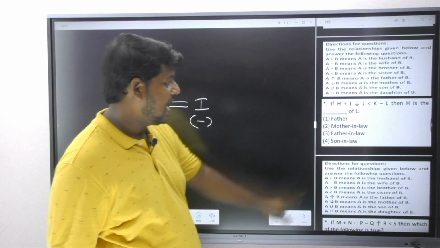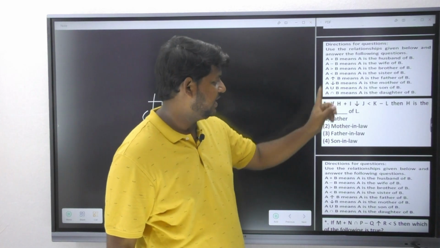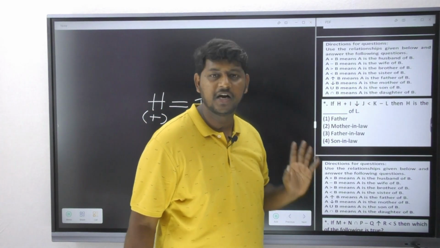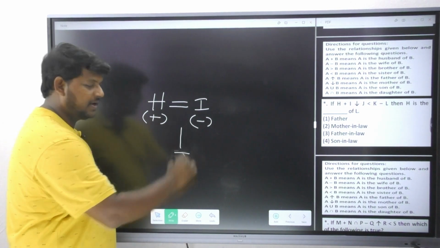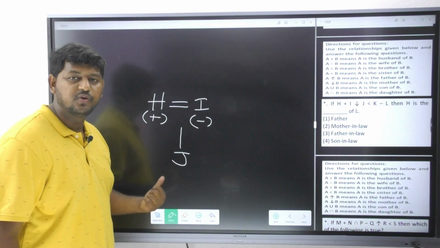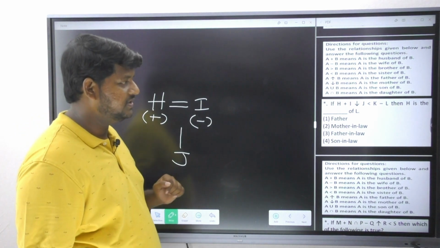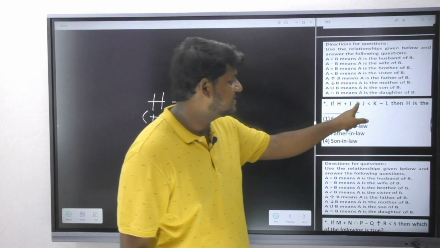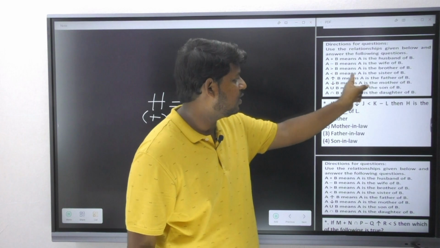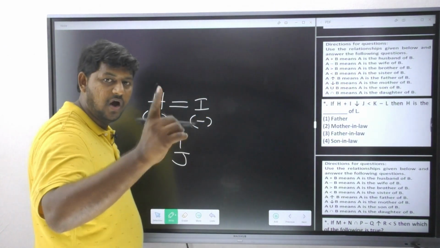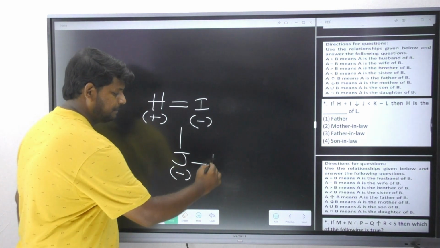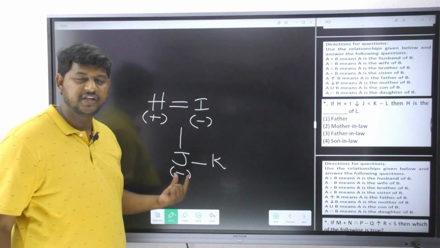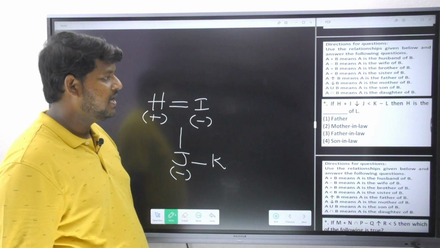Next, I down arrow J. Down arrow is indicating what here? Mother. I became the mother of J, but you cannot confirm the gender of J here. J less than K. Less than is indicating what here? Sister. So now I can say J's gender is female. J became the sister of K.